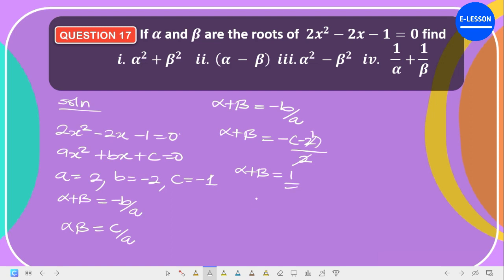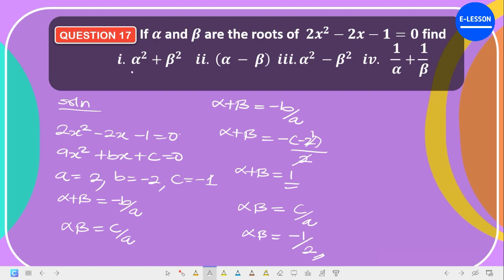Now the next thing that we are going to consider is alpha beta. What will be our alpha beta? Now alpha beta is c all over a. What is our c here? Our c is minus 1. So minus 1 all over, our a is 2. So our alpha beta is minus 1 over 2.